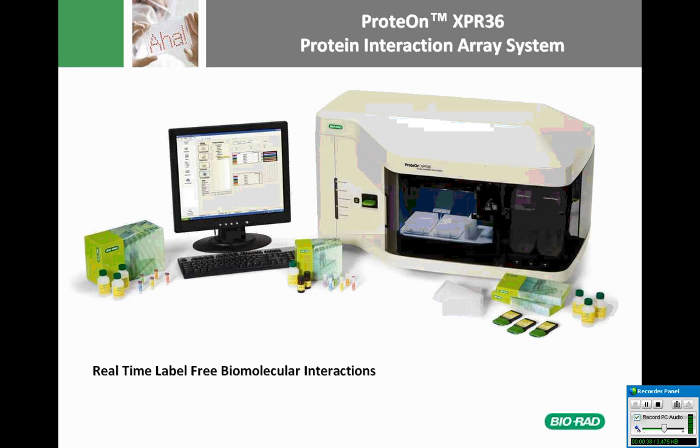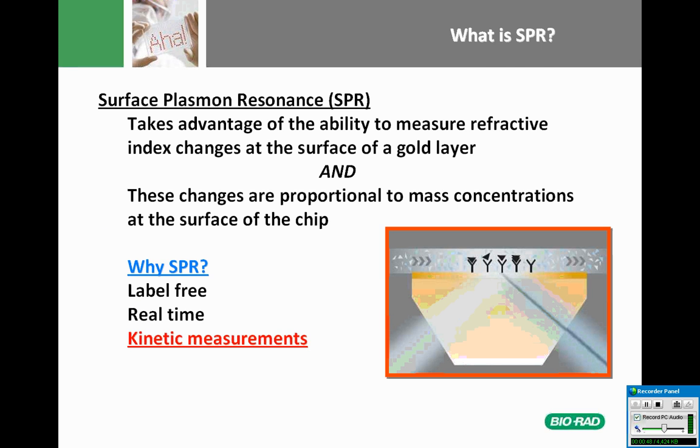The ProteOn XPR36 is an SPR-based instrument which allows you to measure, in real time and label-free, any biomolecular interactions. What is actually SPR? SPR stands for Surface Plasmon Resonance, and it's an optical physical phenomenon that was discovered in the 70s, initially used to detect gas phases. But 15-20 years ago, it was harnessed for the detection of biomolecular interactions in the liquid phase.